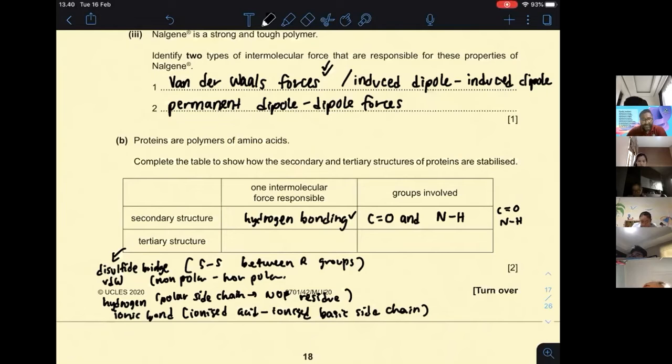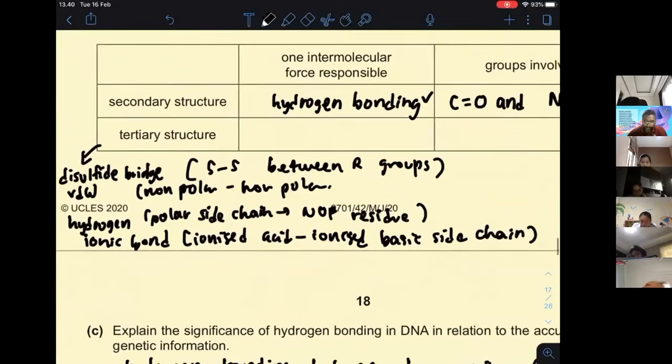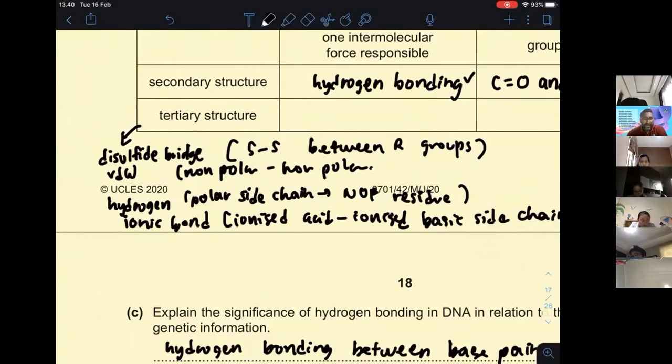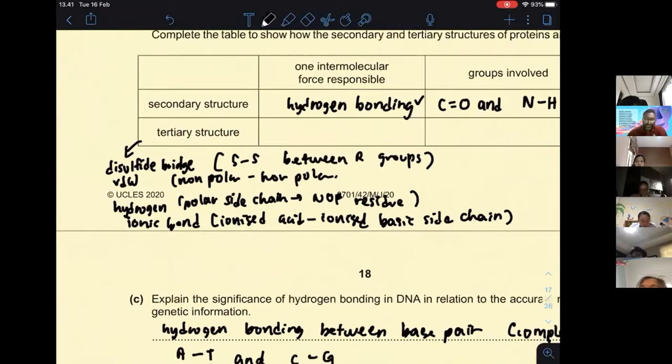And for tertiary structure, we have many. To be exact, 4. So I wrote everything here. For tertiary structure, we have disulfide bridge, sulfur and sulfur between the R groups. Van der Waals forces between the non-polar and non-polar R groups. Hydrogen bonding if you have polar side chain and the NOF residue. Ionic bond, if we have ionized acid with ionized basic side chain. So you need to choose one. Just choose any one of these.